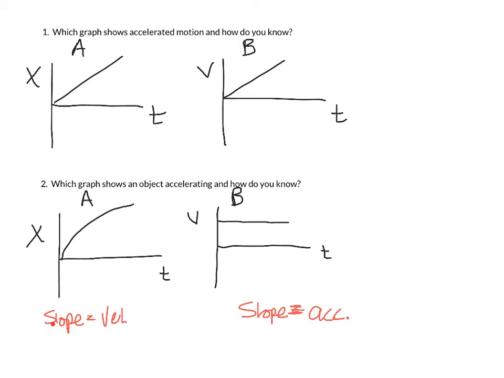Now, with that in mind, you have to remember that. This was the big idea of the tumble buggy unit, and it is the big idea of the unit we are currently doing: that the slope of the VT graph is acceleration. Change in velocity over change in time. The slope of the position time graph is velocity, the change in position over the change in time. So, which one of these is accelerating? That's the same as asking which one has a changing velocity.